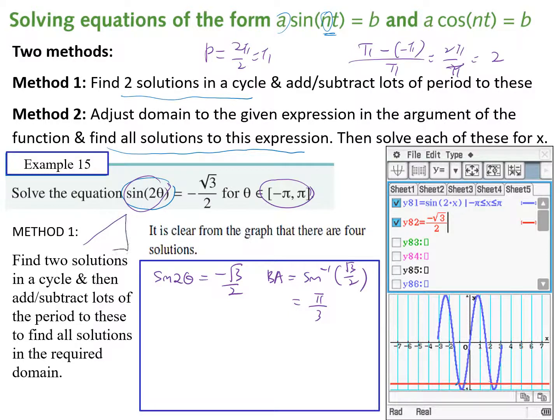Not sure? Always draw the special triangle out. That's pi on 6, 1, 2, and that's root 3. That's pi on 3. So root 3 on 2, opposite over hypotenuse. So the angle you're looking at is pi over 3 here.